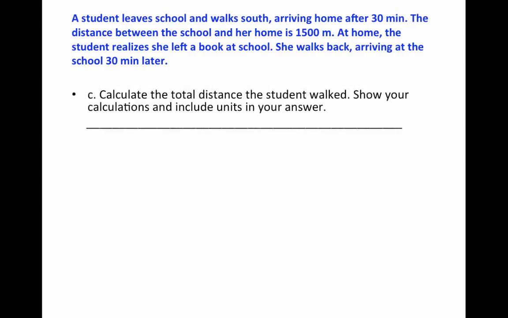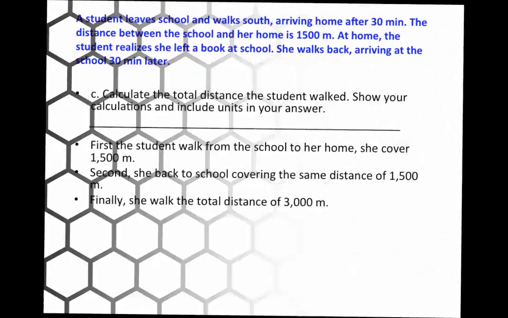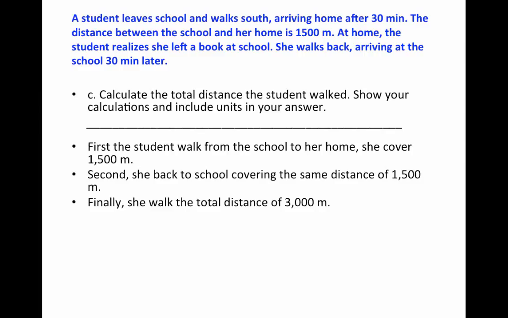Calculate the total distance the student walked. Show calculation and include units in your answer. First, the student walked from the school to her home. She covered 1,500 meters. Second, she went back to school covering the same distance, 1,500 meters. Finally, she walked a total distance of 3,000 meters.